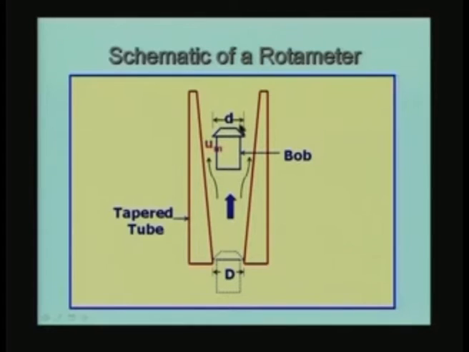The diameter of the bob is this d, and it is normally equal to the diameter at the bottom of the tapered tube. Of course, here I have shown the taper to be very exaggerated. Actually the taper is very small, and we may not be able to say, by looking at it, that it is a tapered tube. It is a very small taper we are talking about.